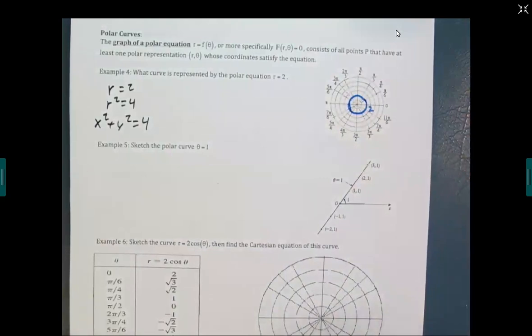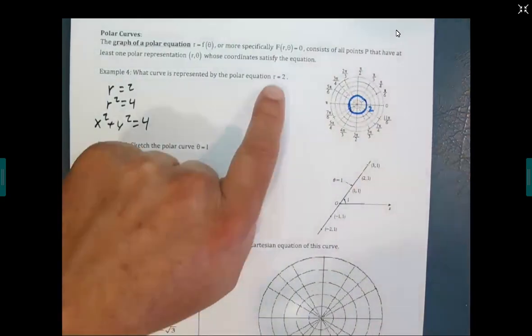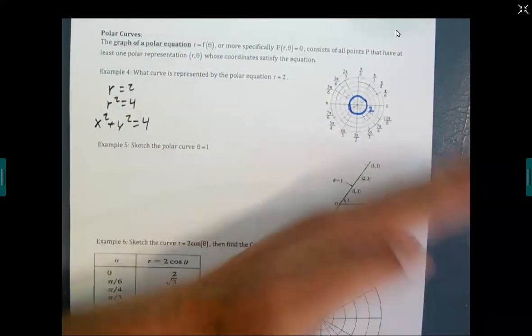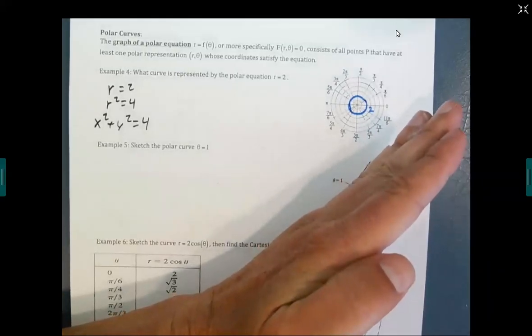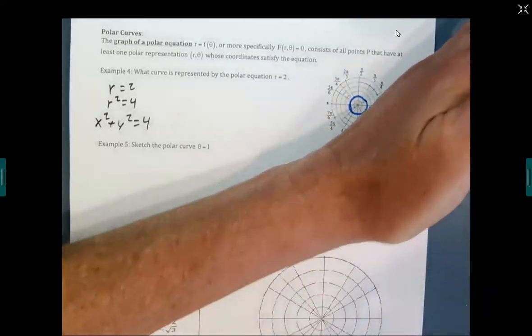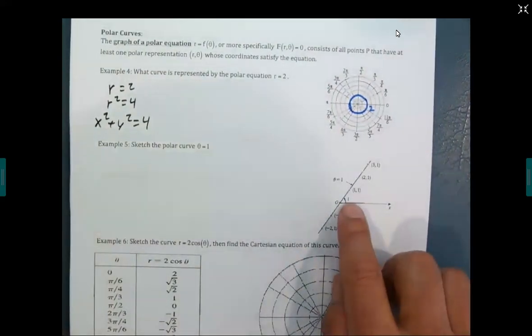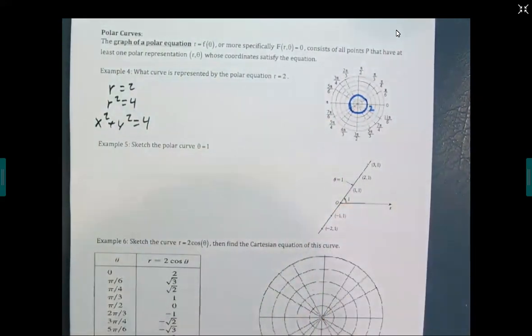Next up, example 5. Sketch the polar curve theta equals 1. So here, r was a constant. What happens when theta is a constant? Well, you can see it's going to be locked in at the exact same angle forever. And r can be anything it wants to be. So this is basically a straight line. I've actually already curved it. Now the angle here is a permanent 1 radian. So straight line with 1 radian.